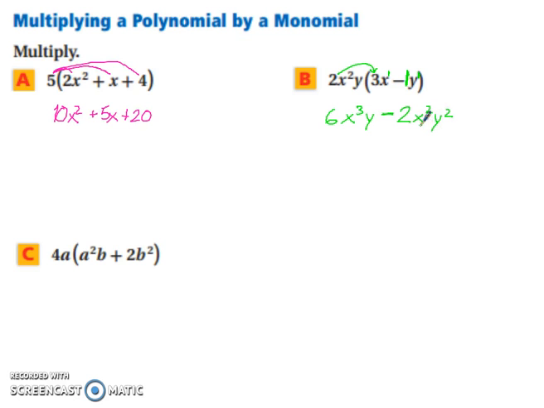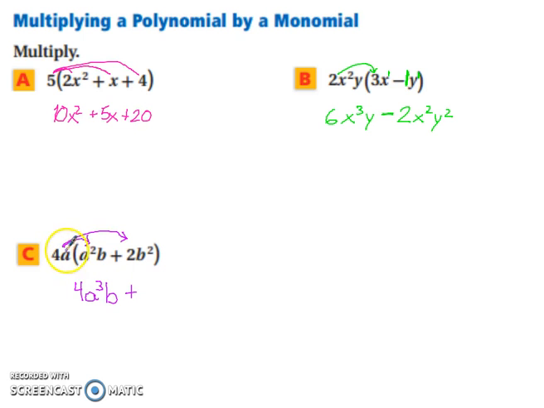Now let's try c. So we're going to distribute this 4a to each term. So 4a times a squared b. So 4 times 1 is 4. And now we deal with our variables. a and then a squared give us a to the third. We've only got this one b here, so we're just going to write that down.